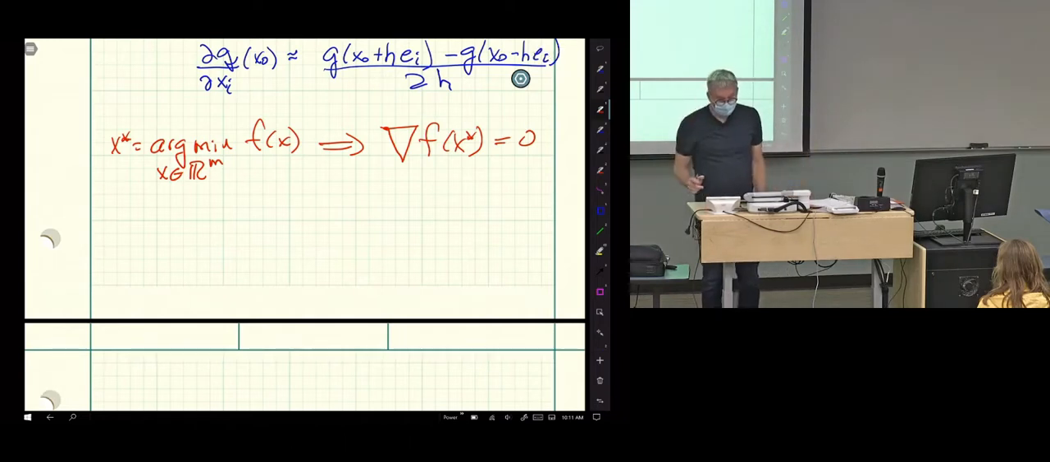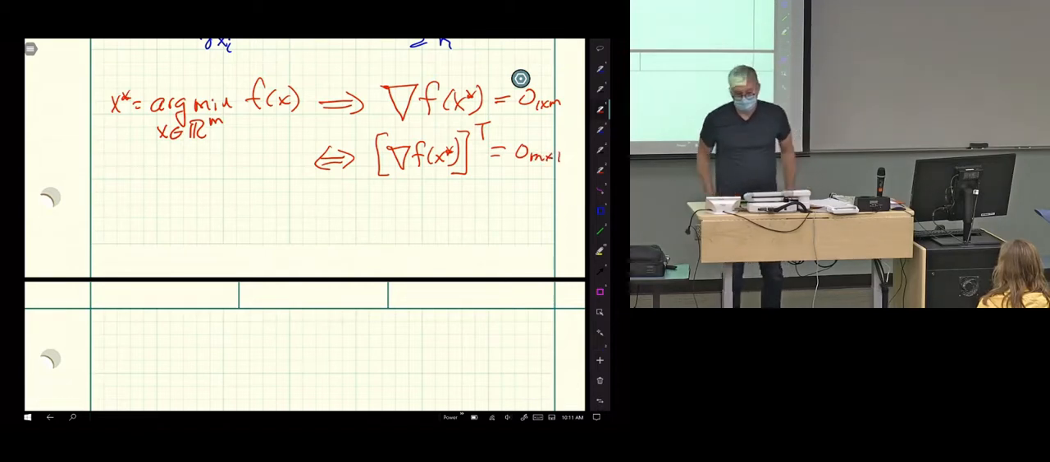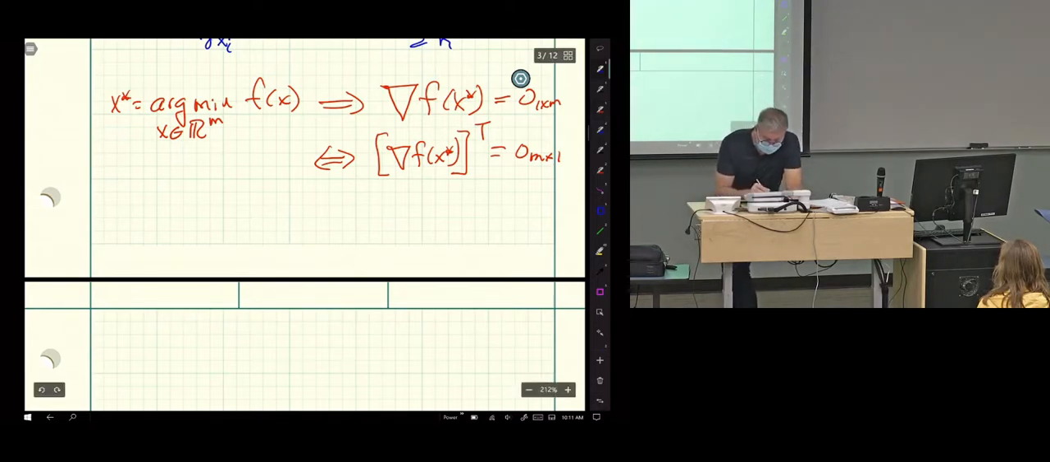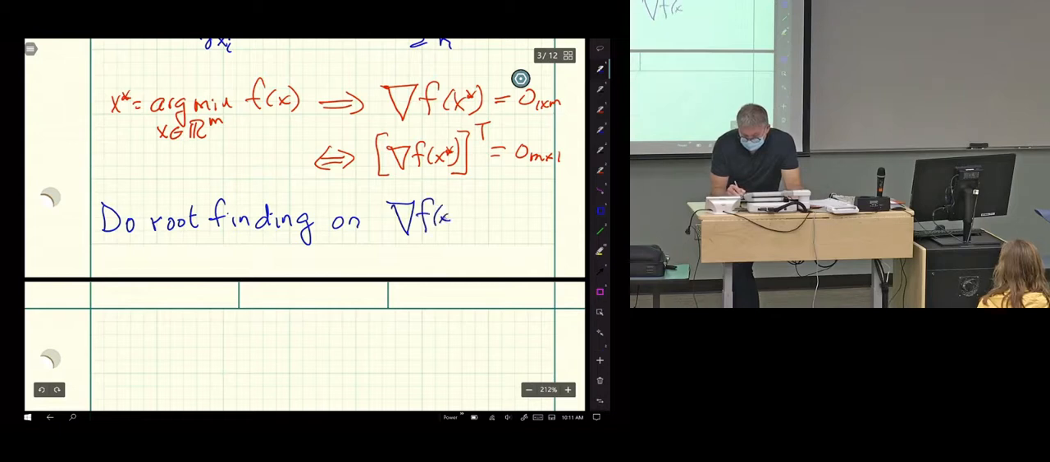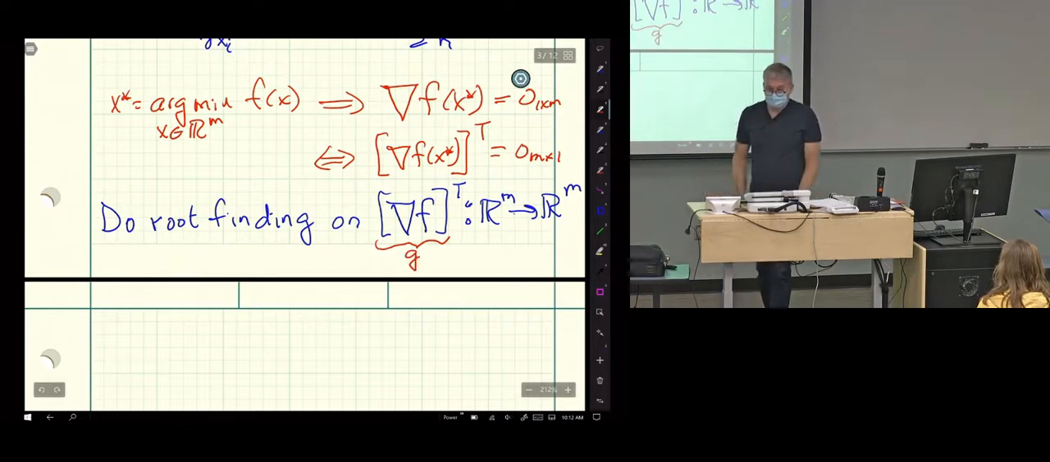And that's the same thing as the gradient of f transpose. So this would be a 1 by M vector, and now this is an M by 1 vector. And so the crazy thing is we do root finding on the gradient of f transpose. Now this takes M vectors into M vectors. So that's our function g. So we're seeking roots of this guy. That's our function g of x.